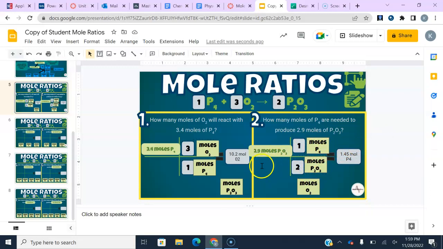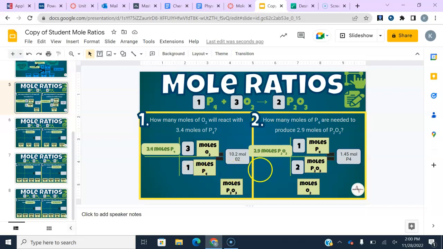So this means in this equation, for every 2.9 moles of P2O3 we would have 1.45 moles of P4. That makes sense because since it's a 1-to-2 ratio, there will always be more P2O3 than there is of the P4. Same thing on this side. From here, we went from P4 to O2. There's more O2 than there is P4 because it's a 1-to-3 ratio. So it makes sense that we wound up with more moles of the O2 than what we started with of the P4.